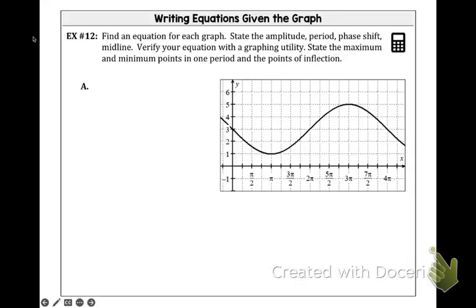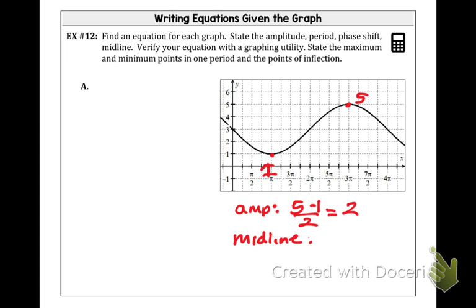Example 12. Find an equation for the graph, state the amplitude, period, phase shift, and midline. Verify that it works by actually graphing it. I'll just use Desmos for us. So we have a maximum of 5, minimum of 1. So my amplitude is going to be the average of that. So 5 minus 1 cut in 2, which would be 4 over 2, which is 2. My amplitude is 2. Our midline, 5 plus 1 divided by 2 is 6, so 3.